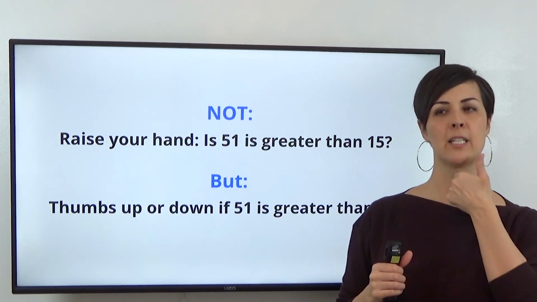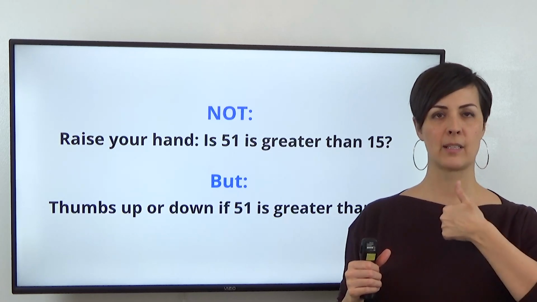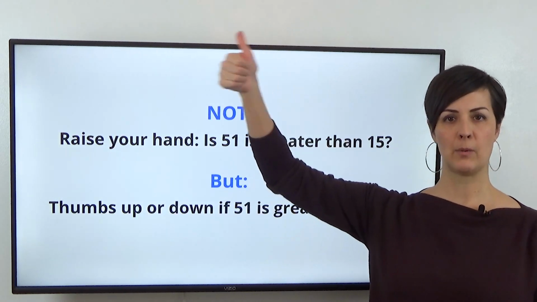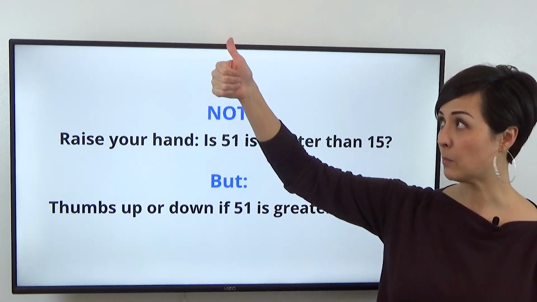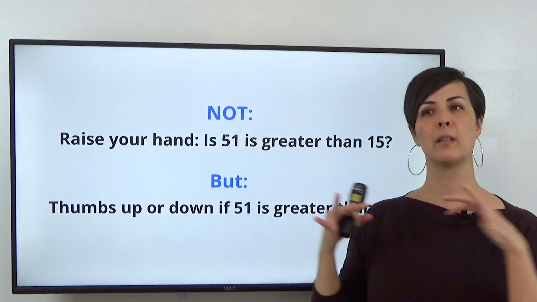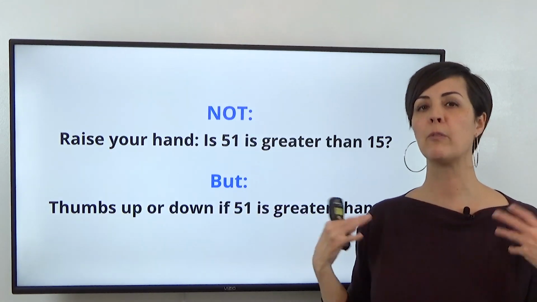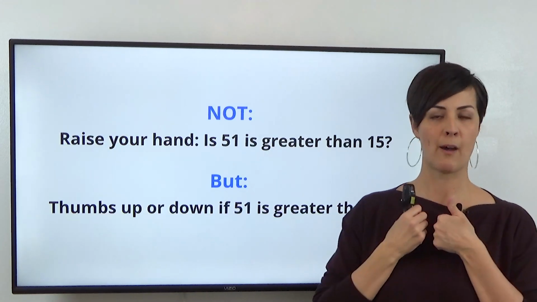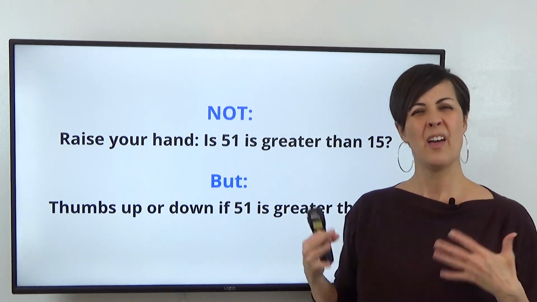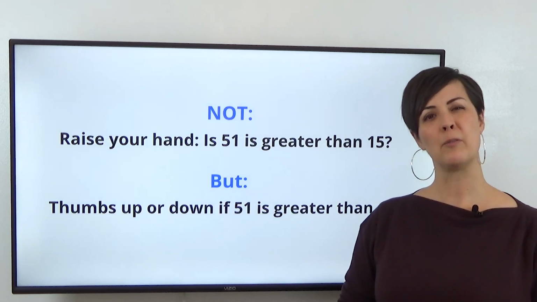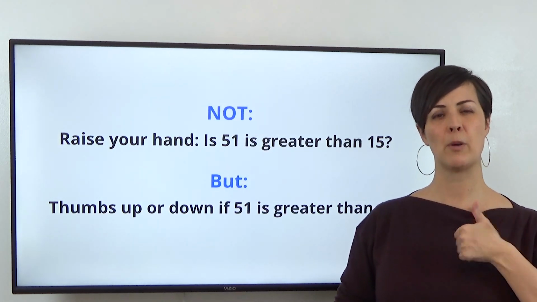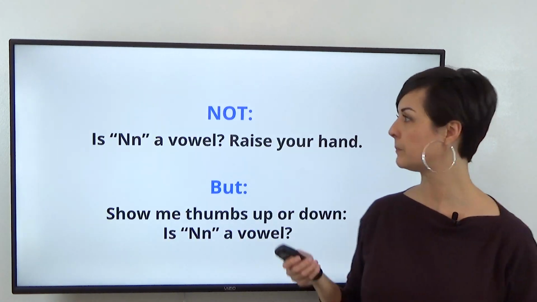What do you think? And I like to do it under their chin when I ask this, because as soon as you have kids doing it up in the air, what can they do? They can peek and see each other's answers. So it just makes it a little bit more likely that you'll get a true reflection of what the kids know if you have them show you under their chin. So thumbs up or down, is 51 greater than 15? Yes or no? Show me what you think, and then we can talk about why.